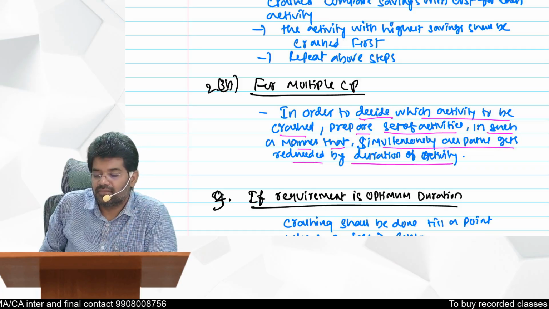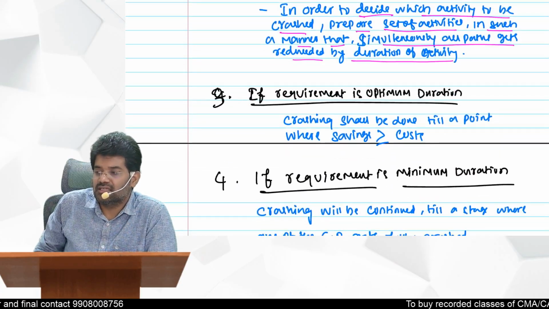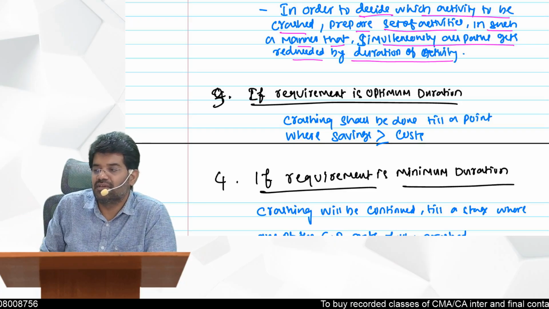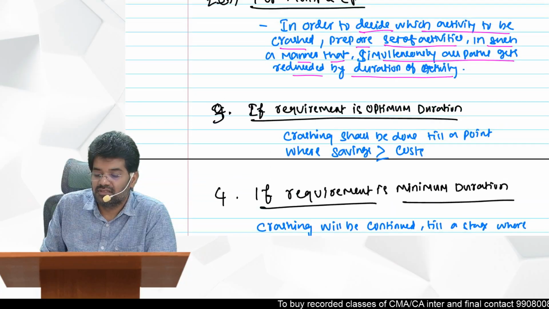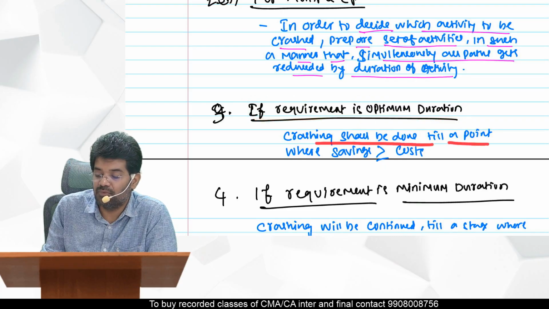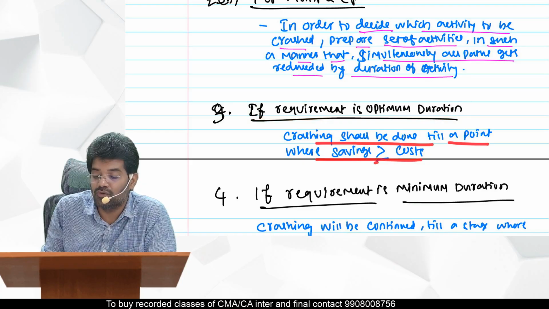One day. Then see the condition again: the cost of that set compared with the savings per day. If the requirement is optimum duration in the question, then crashing shall be done till a point where savings is greater than or equal to cost.